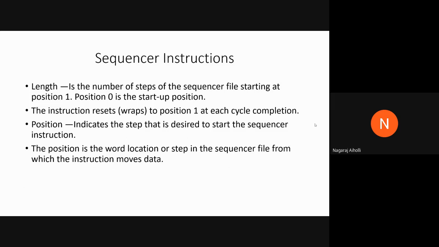Position indicates the step desired to start the sequencer instruction. Once we want to start the sequencer instruction, the position is the one which indicates from which position we want to start the data shifting operation or the data sequencing operation. The position is the word location or step in the sequencer file from which the instruction moves data.